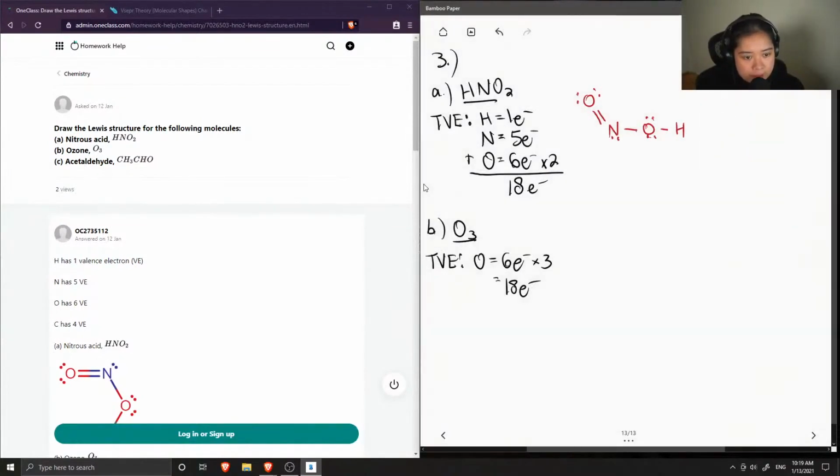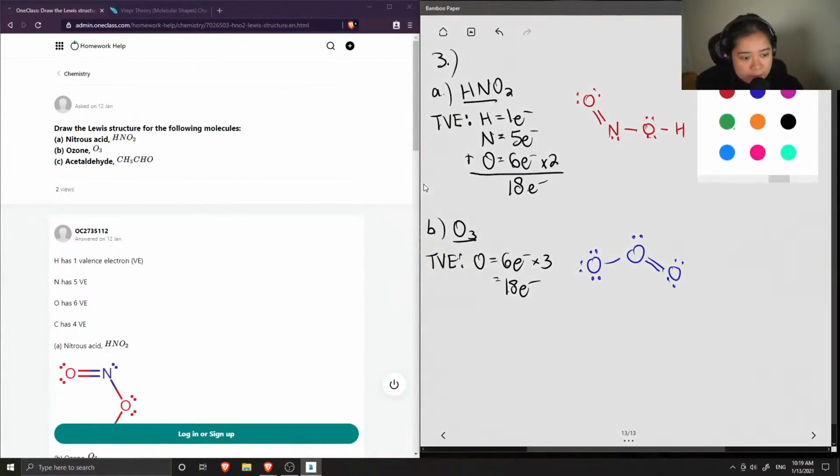So let's show all the oxygens bonded together with a single bond. And I'll also draw in all of the lone pairs. So one of these oxygens will have a double bond with the other. And here, let's just calculate the formal charge. So let's calculate the formal charge of oxygen on the left.